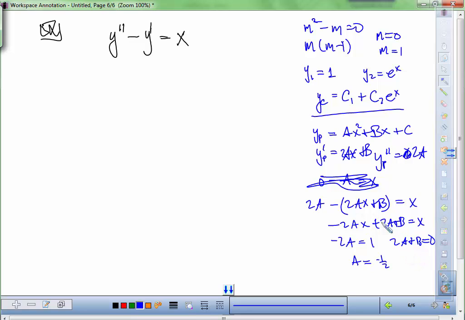Minus b? Yes. And b is equal to negative 1. So y particular is going to be negative 1/2 x squared minus x. So we string these two together and we get our answer.